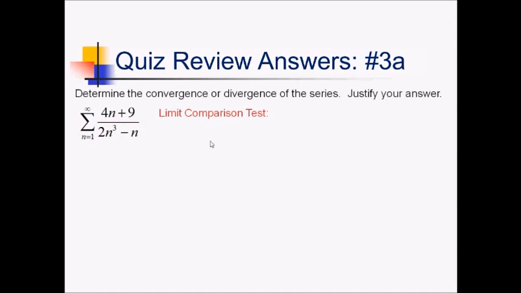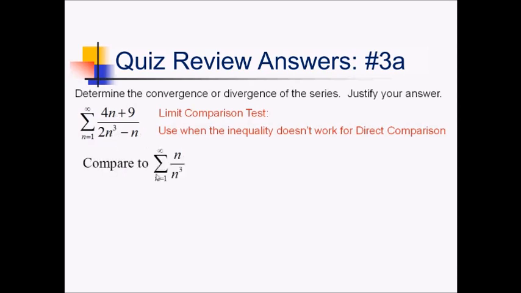This is a great test when you have something that's almost a p-series or a geometric series, and the inequality is not working out for direct comparison. So you've basically already considered direct comparison if you're getting to this point. So to use this test, we need to first pick a comparison series. I'm going to use n over n cubed because that's pretty close to what I'm starting with here. And I'm actually going to reduce that right away to 1 over n squared, which is a p-series, p-value of 2. That's greater than 1, so this is going to be a converging comparison series.